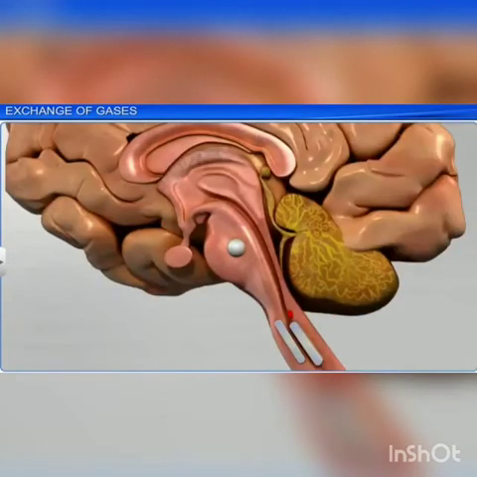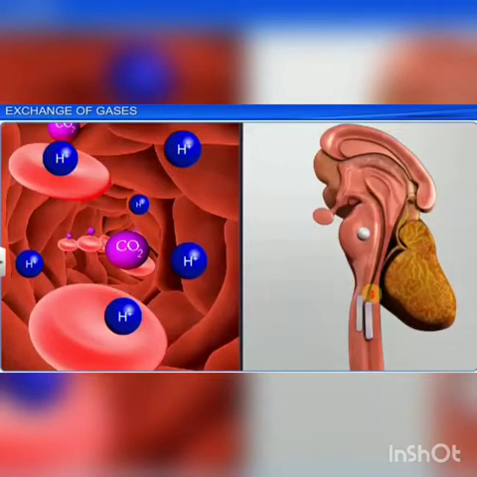The chemosensitive area found close to the rhythm center is highly associated or sensitive to carbon dioxide and hydrogen. So the chemosensitive area is sensitive to higher carbon dioxide. And hydrogens are eliminated out by the respiratory process.